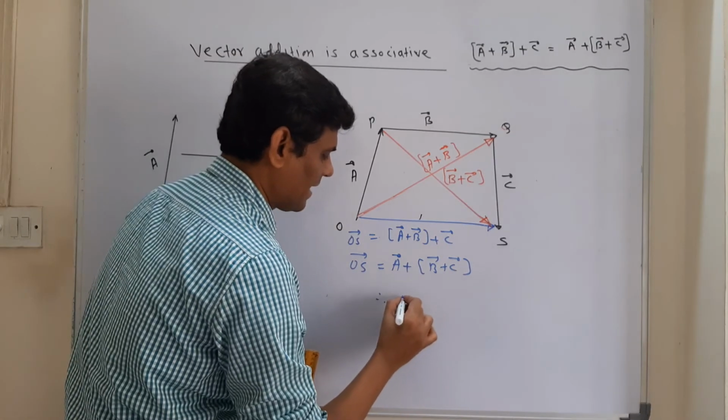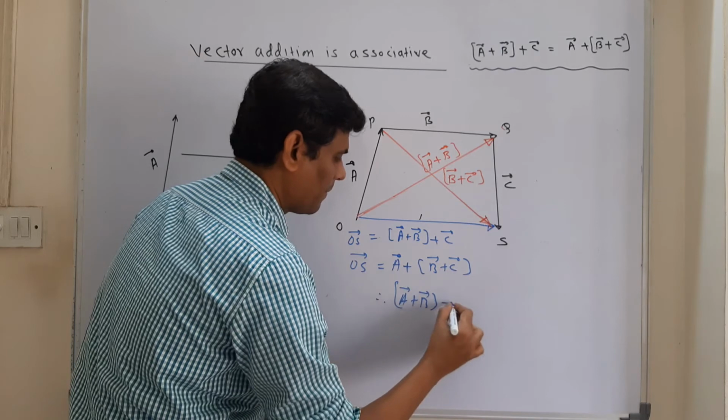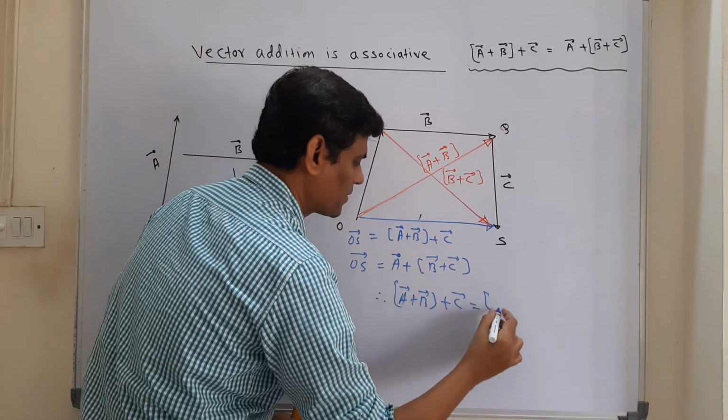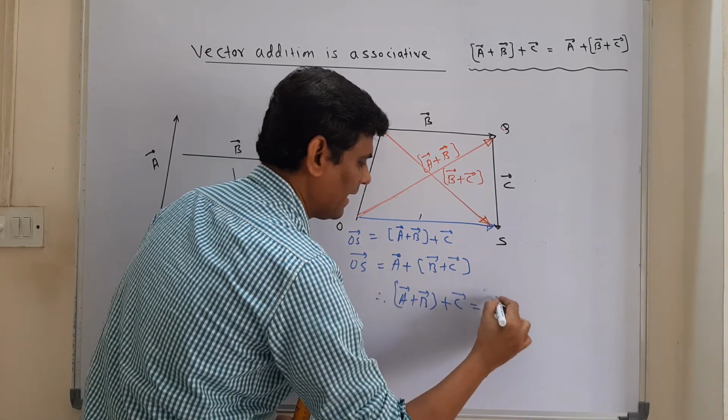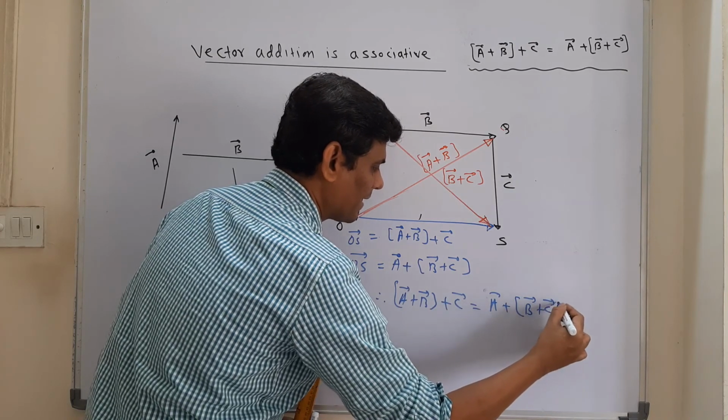Therefore, we can say A plus B plus C is equal to A plus vector B plus vector C.